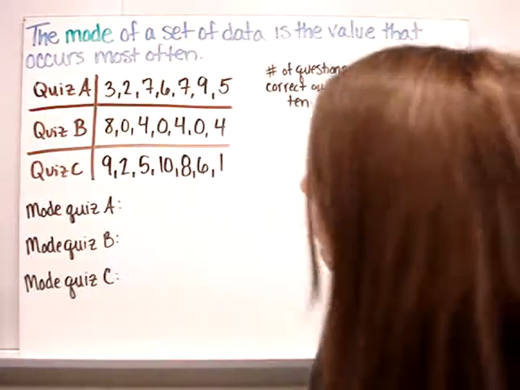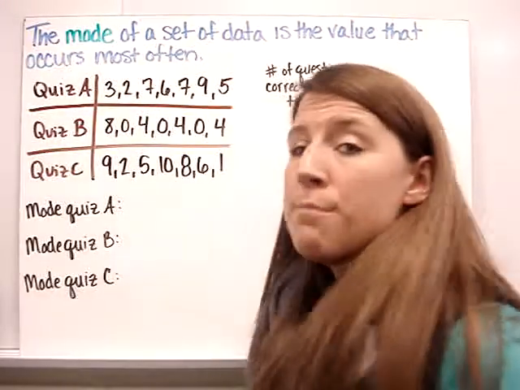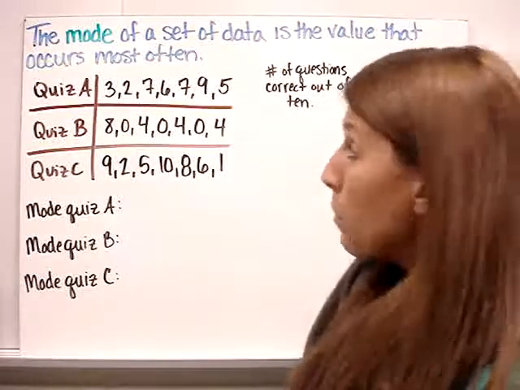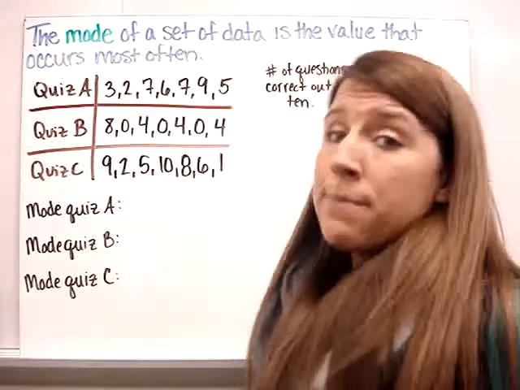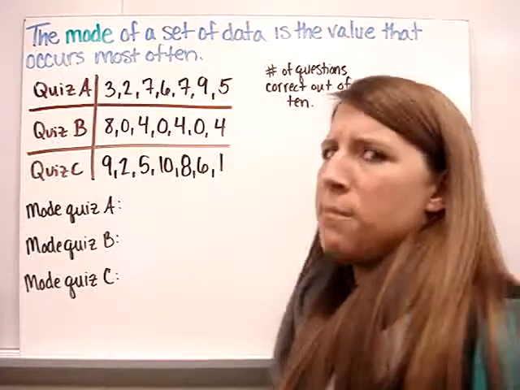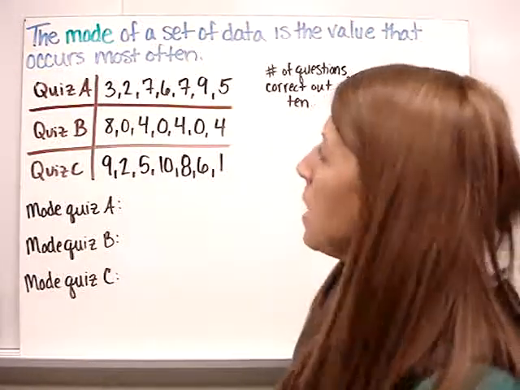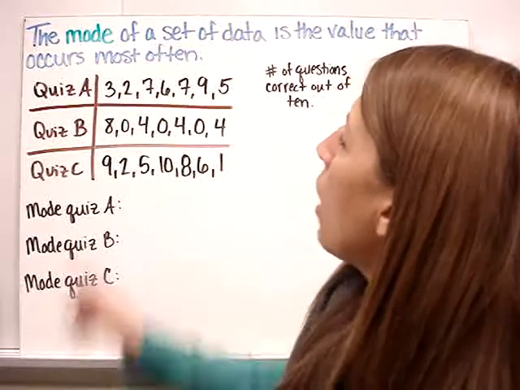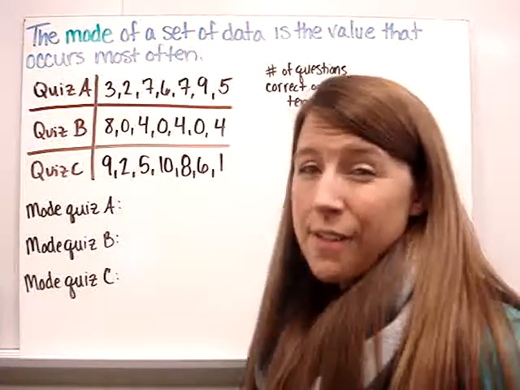Now, mode. The mode of a set of data is the value that occurs the most often. So, here are 3 quizzes. Quiz A, Quiz B, and Quiz C. And just so you don't get confused, these aren't scores that are all 10 and below. They're the number of questions that are correct out of 10. Okay? So here are 1, 2, 3, 4, 5, 6, 7. So for each of these quizzes, there are 7 grades.